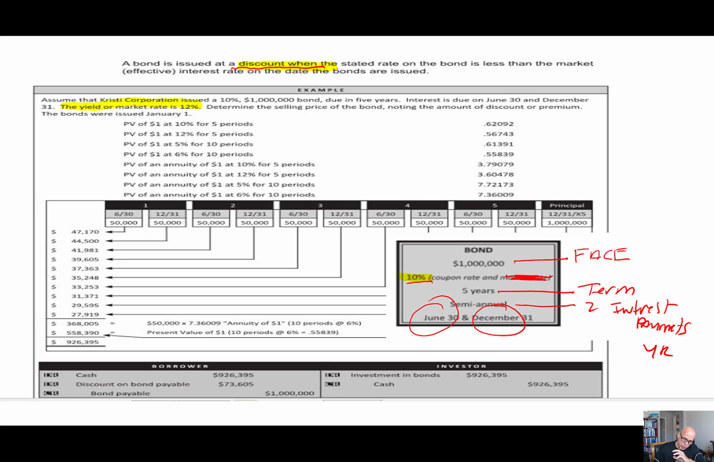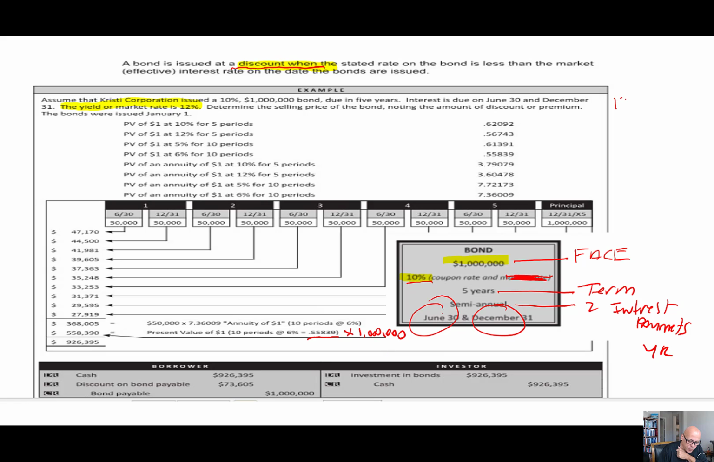So this is where we start to get back into our present value accounting. And so we're going to sit here and look at what? Well, we're going to see that the bond will pay back on face $1 million. We know that. It's going to pay back the face of $1 million. So we need the present value of that $1 million. So what we do is we take this calculation and we say 0.55839 times 1 million is going to give us the present value of the face amount, okay?